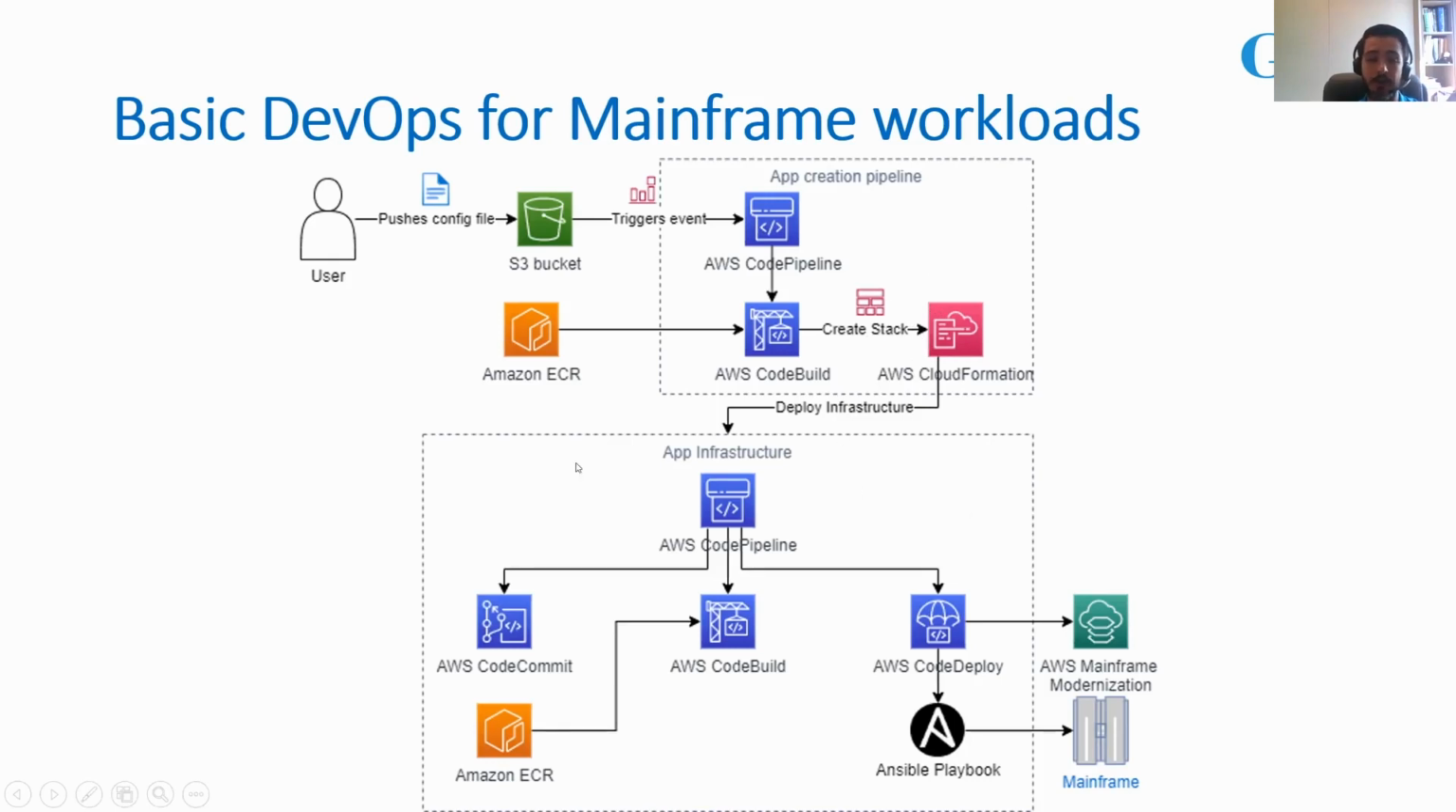I will create another pipeline that will be specific for that application. Each application I create will have its own pipeline, so I don't have different applications messing with each other. This pipeline will have a code repository. We're using AWS CodeCommit to store all my COBOL, BMS, copybooks, JCL, procs, everything I'll be storing in my CodeCommit.